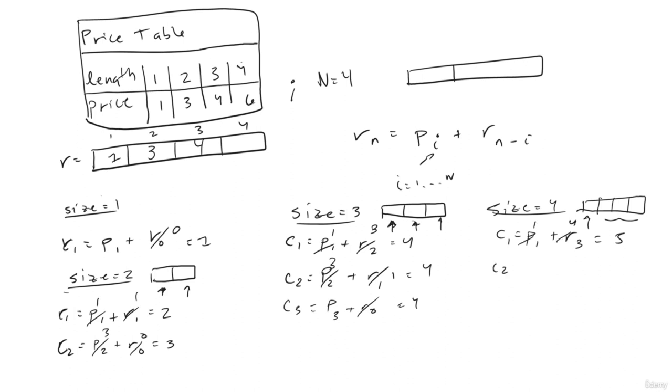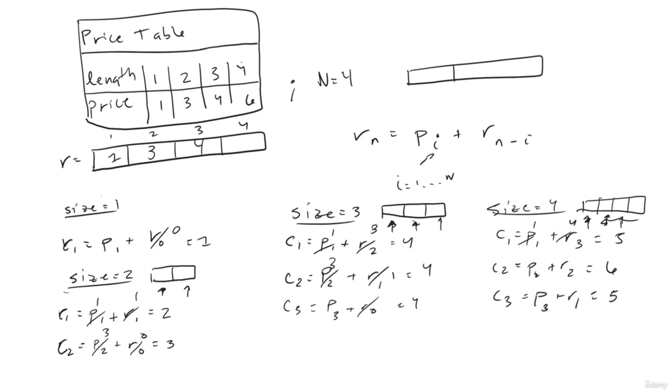Okay. And then we cut at 2. That's going to be the price of 2 plus the remainder of 2, which is 3 plus 3, which is going to be 6. And then we're going to cut at 3. That's going to be the price of having a rod of length 3 plus the remainder, which is just 1. That's 4 plus 1, which is 5, right?